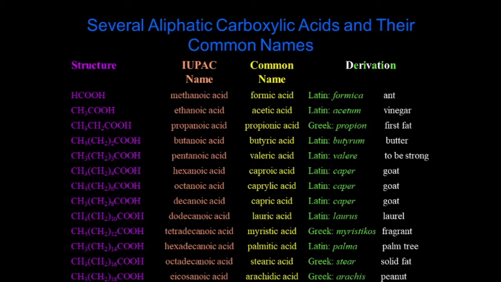Common names of aliphatic carboxylic acids, many of which were known long before the development of IUPAC nomenclature, are often derived from the name of a natural source from which the acid could be isolated. In this table, I listed several aliphatic carboxylic acid structures and both their IUPAC and common names. Also, in the last column there is a source from which the acid could be isolated. You can press pause and read the structures, names and sources in more detail.